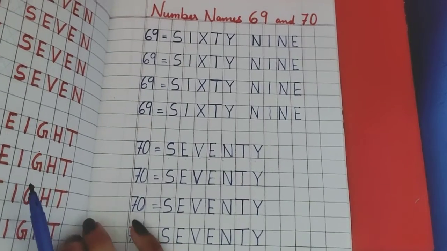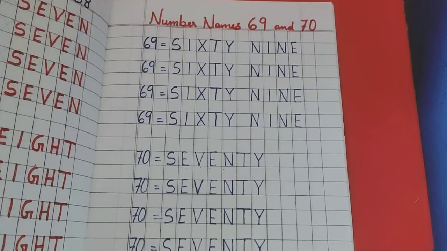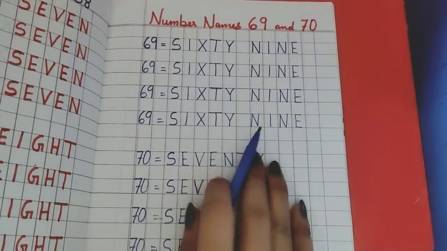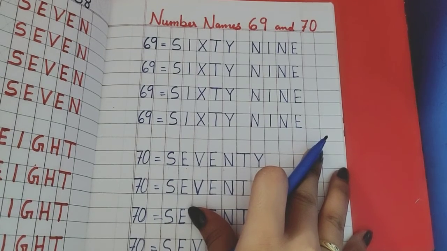Okay. Now in your homework, what you have to do, you have to learn and practice the number names of 69 and 70. Okay, you have to spell out the spelling, and also in written work you have to write in one page. After that you have to click a picture and send it to the school WhatsApp number.